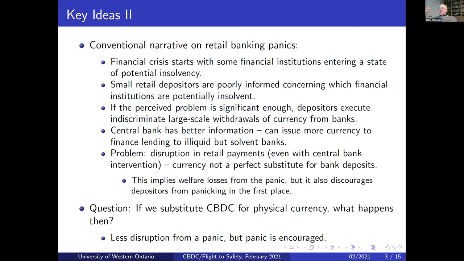So the question is, if you substitute digital currency for physical currency, what happens then? Maybe, because this digital currency is more useful, there's less disruption in a panic, but it could encourage the panic to happen. So that's the idea of this cutting both ways, and you'll kind of see how that shows up in the model. Okay, so here's the model.